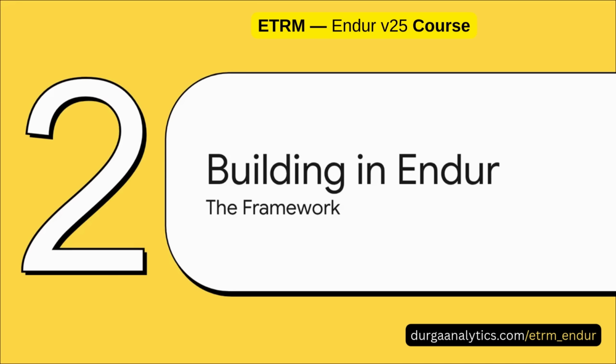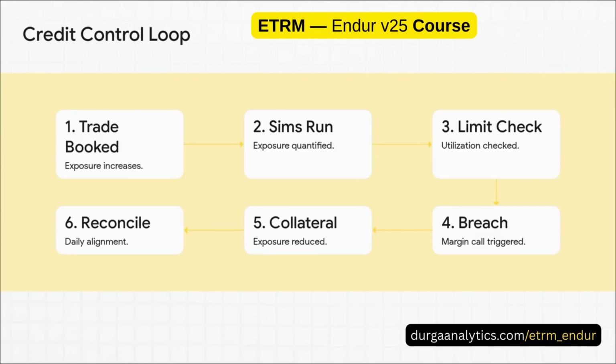All right, so that's the theory. We've got the key concepts down. Now for the fun part. Let's see how this whole framework is actually built in practice. We're moving from just ideas to actual configuration, looking at how all of this comes to life right inside OpenLink Endur. You have to remember that credit risk is never static. It's this dynamic, continuous control loop that's always running. And this slide maps it out just right.